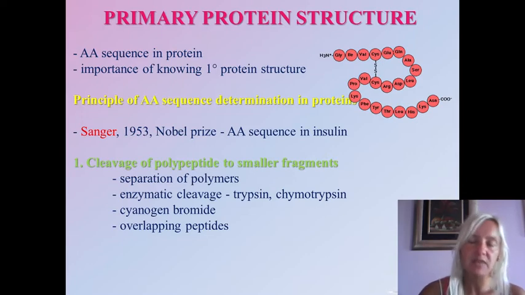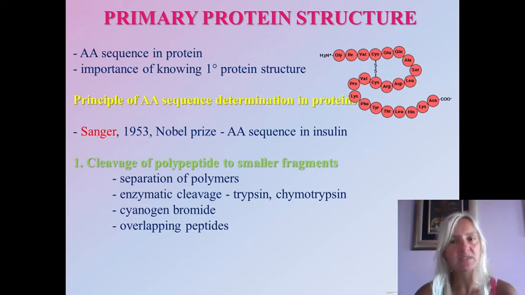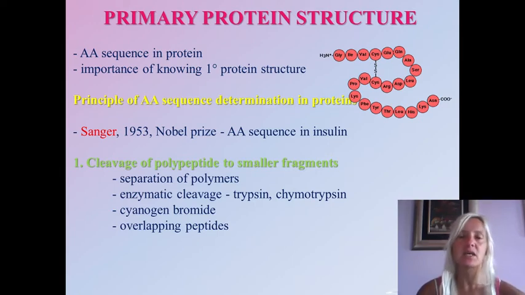And because of that importance, I'm going to tell you just in brief how the amino acid sequence can be determined in one protein. So there are a couple of stages or a couple of steps in doing such a process, and it's time-consuming and complicated process. So the first, you have to start with the cleavage of polypeptide to smaller fragments.